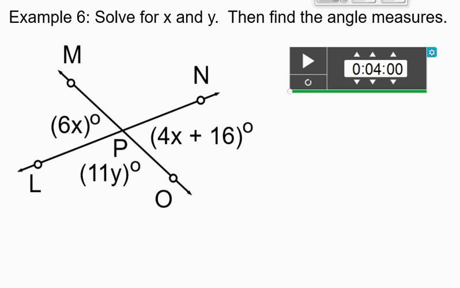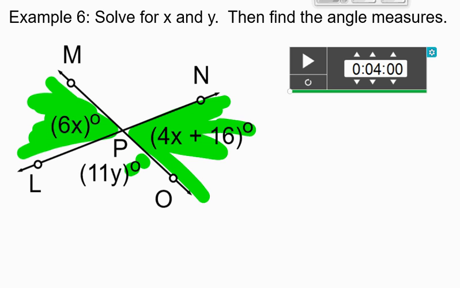Okay, last one. So this one, very similar. Again, you can only have x's or y's. You cannot have both letters in your equation. So I'm going to start with my x's because I can see that this angle right here has an x in its measure, and this guy here also has an x in its measure. So I need to determine what's the relationship between those two angles.